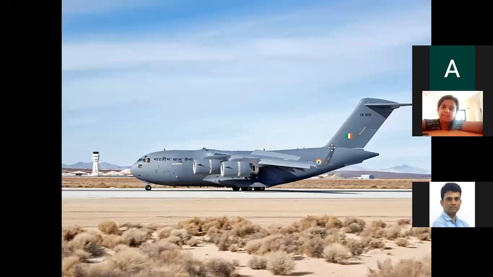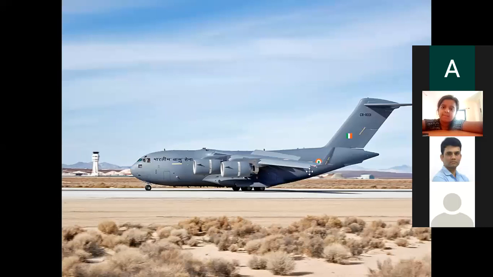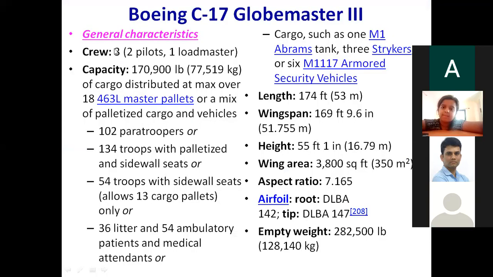This is its view you can have, right? Again, you can see a huge aircraft. So this is the Boeing C-17 Globemaster 3, right? So India's first C-17. Its characteristics: its crew is of 3. So you can consider 3 personnel or 3 people you will be having.